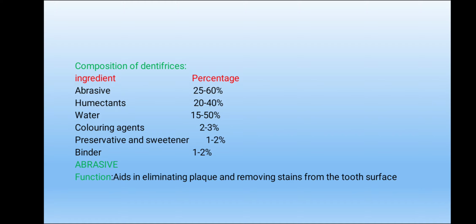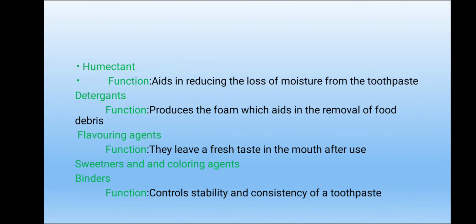Composition of dentifrices. Abrasives, humectants, water, coloring agents, preservatives and binders. So what are abrasives? They aid in eliminating plaque and removing stains from the tooth surface. Humectants maintain the moisture level of the toothpaste. Detergents, they produce a foam which aids in removal of the tooth debris. Flavoring agents leave a fresh taste in the mouth like mint flavors. Sweeteners are also added at times. Binders, they are very important. They control the stability and consistency of the toothpaste.